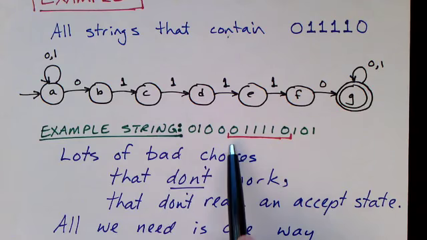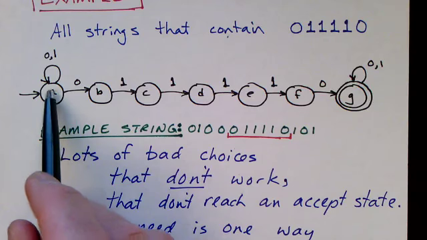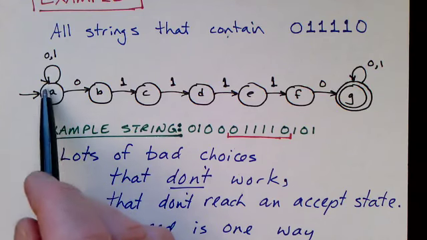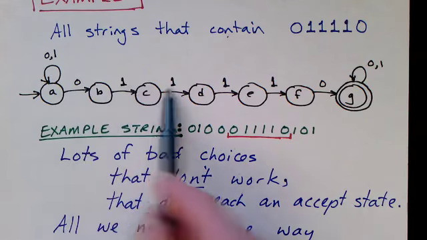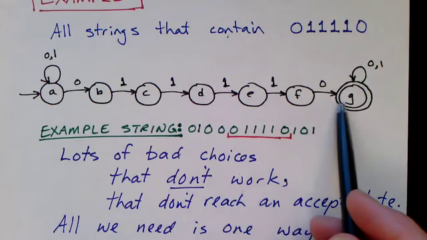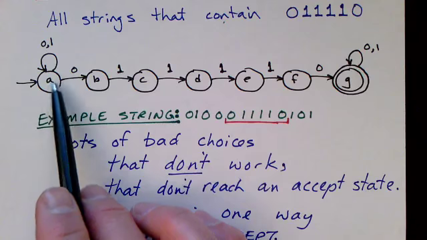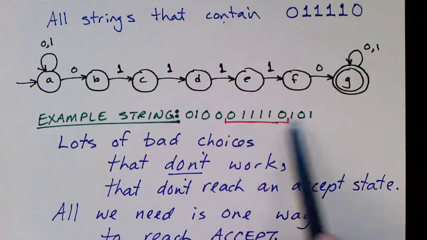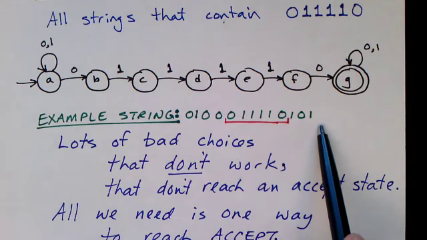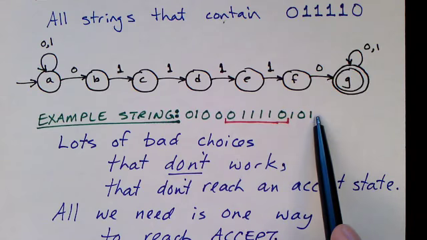So here's an example string, and we can scan this by saying 0, 1, 0, 0, 0, 1, 1, 1, 1, 0, 1, 0, 1. Okay? Now I was able to get from the initial state to the final state, following edges and scanning every single element in the string. So therefore, this string should be accepted.